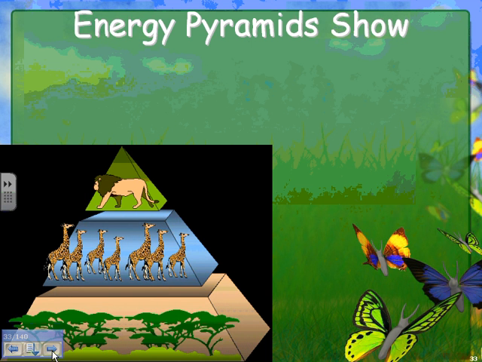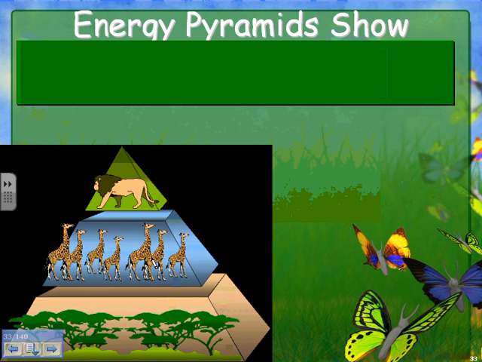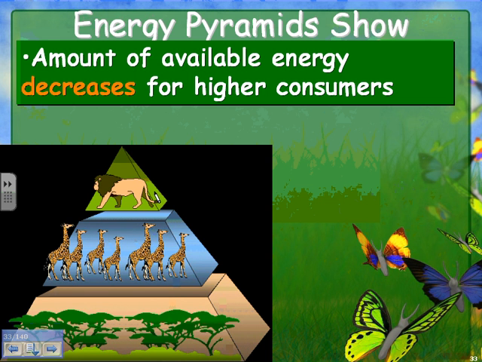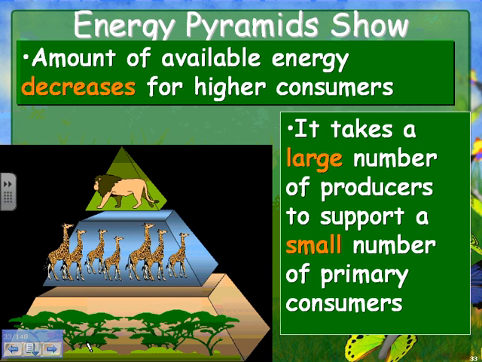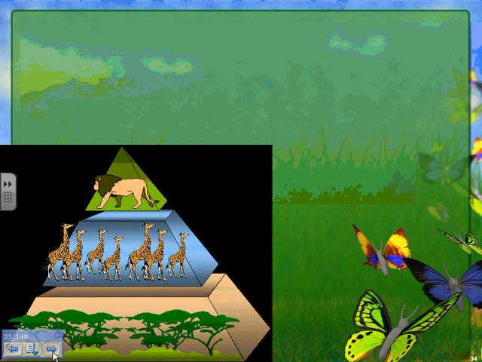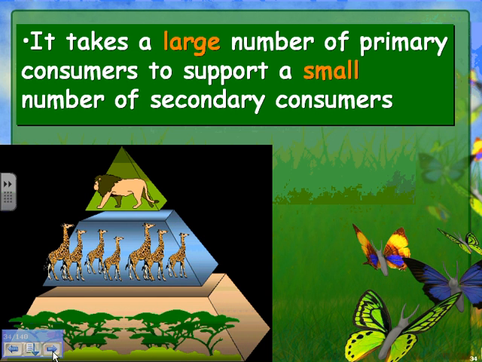Here's just another representation of that. Here are the producers, and they've got the biggest area, and then there's less energy available to the consumers and less energy available to the next level of consumers. So the amount of energy available decreases for higher consumers. It takes a large number of producers to support a small number of primary consumers. It takes a large number of primary consumers to support an even smaller number of secondary consumers.